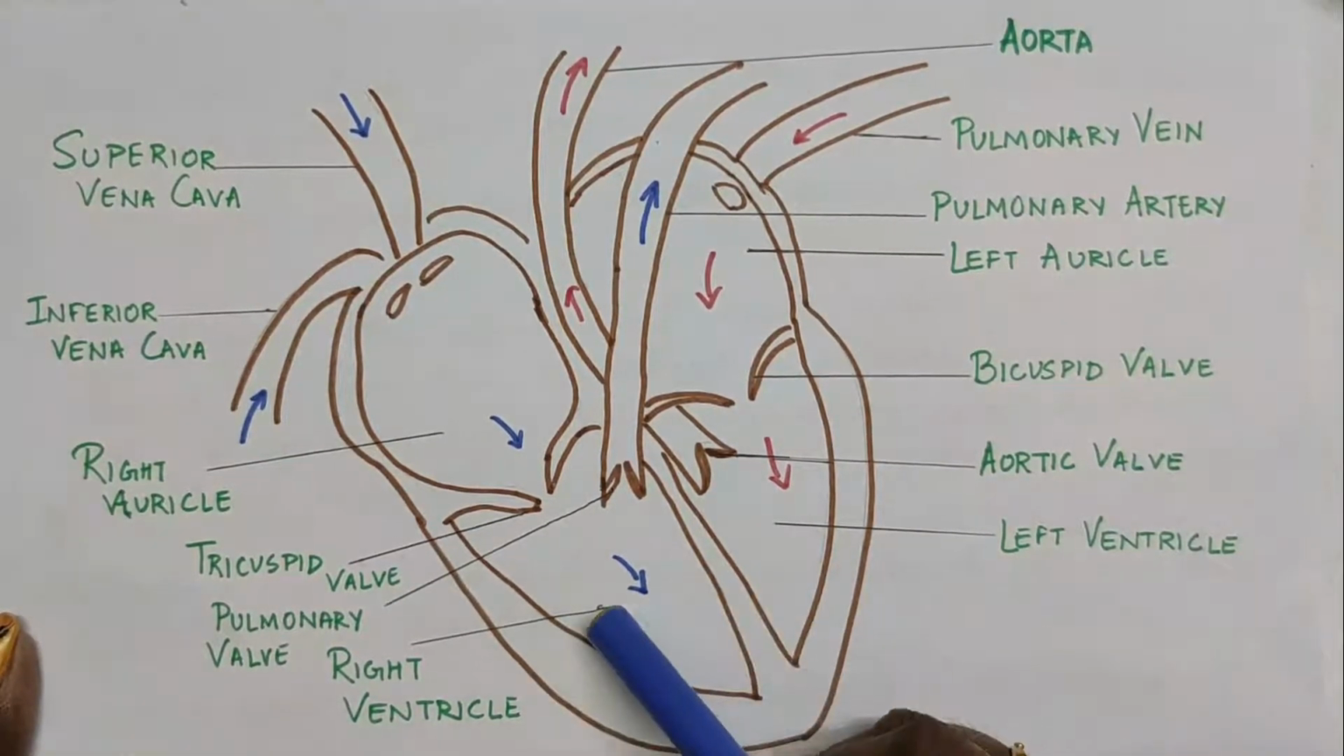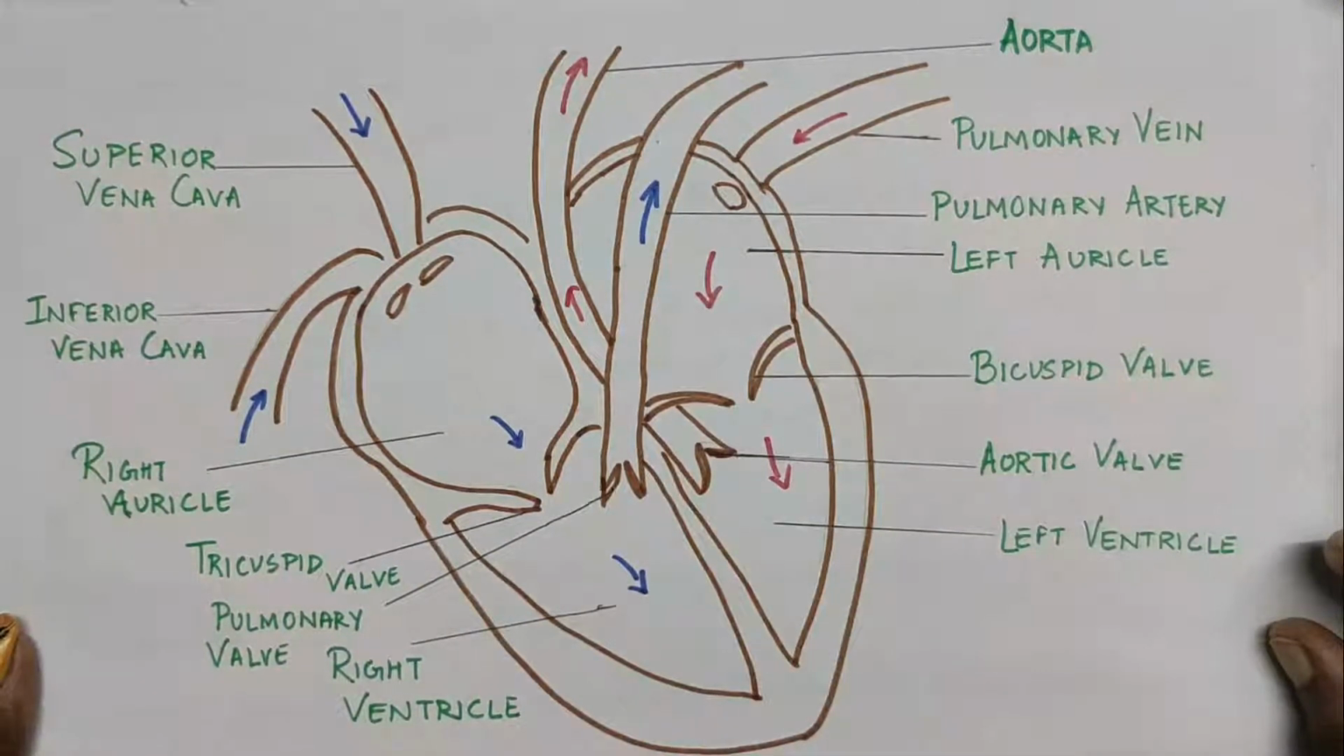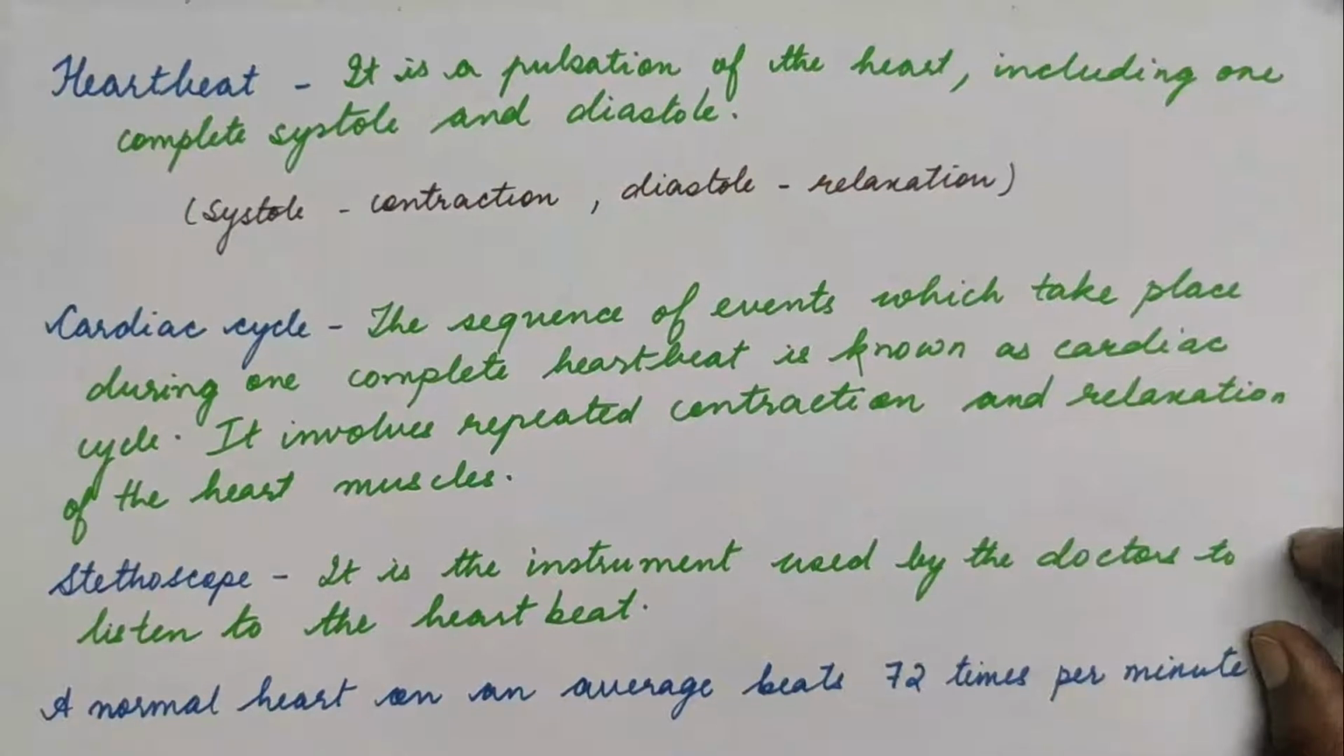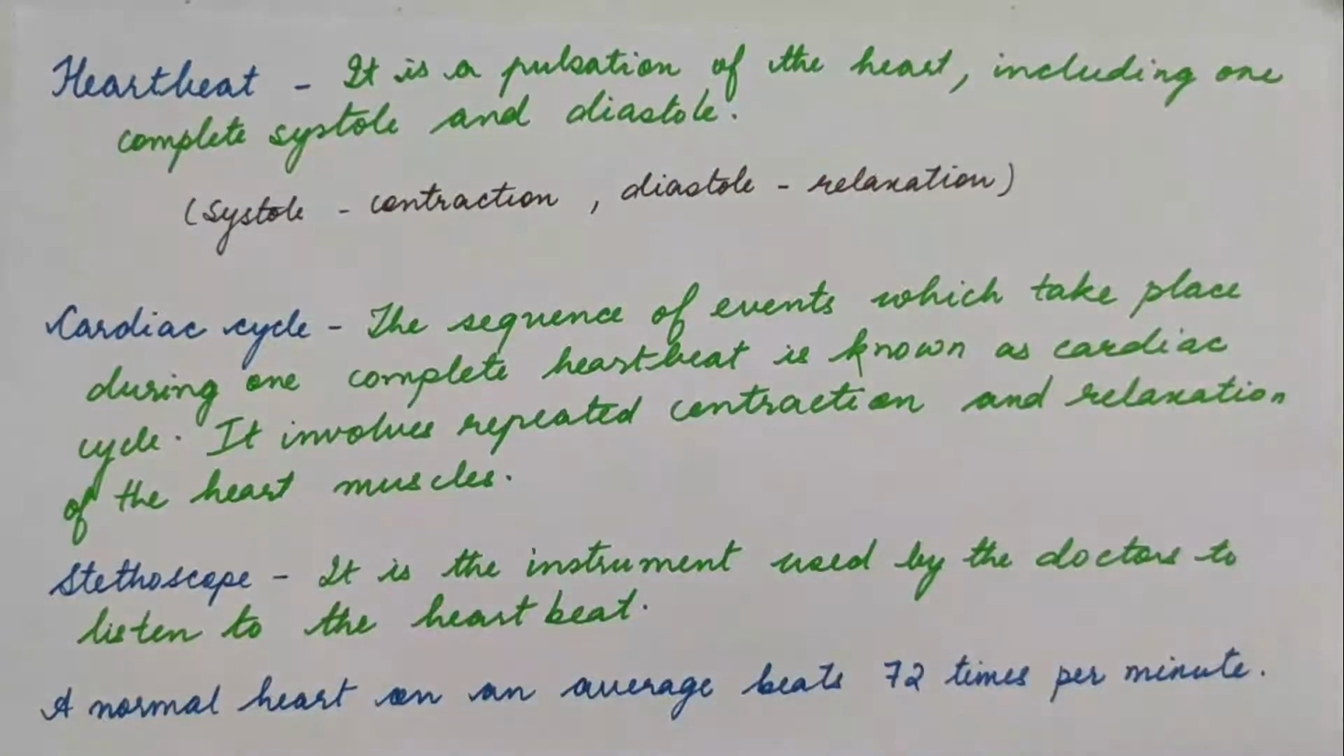The complete heartbeat or cardiac cycle lasts only 0.8 seconds. So how do we define a cardiac cycle? The sequence of events which takes place during one complete heartbeat is the cardiac cycle, which involves repeated contraction and relaxation of the heart muscles. Also remember, children, that the instrument which doctors use to listen to your heartbeat is known as a stethoscope, and the normal heartbeat of an average person is about 72 beats per minute.